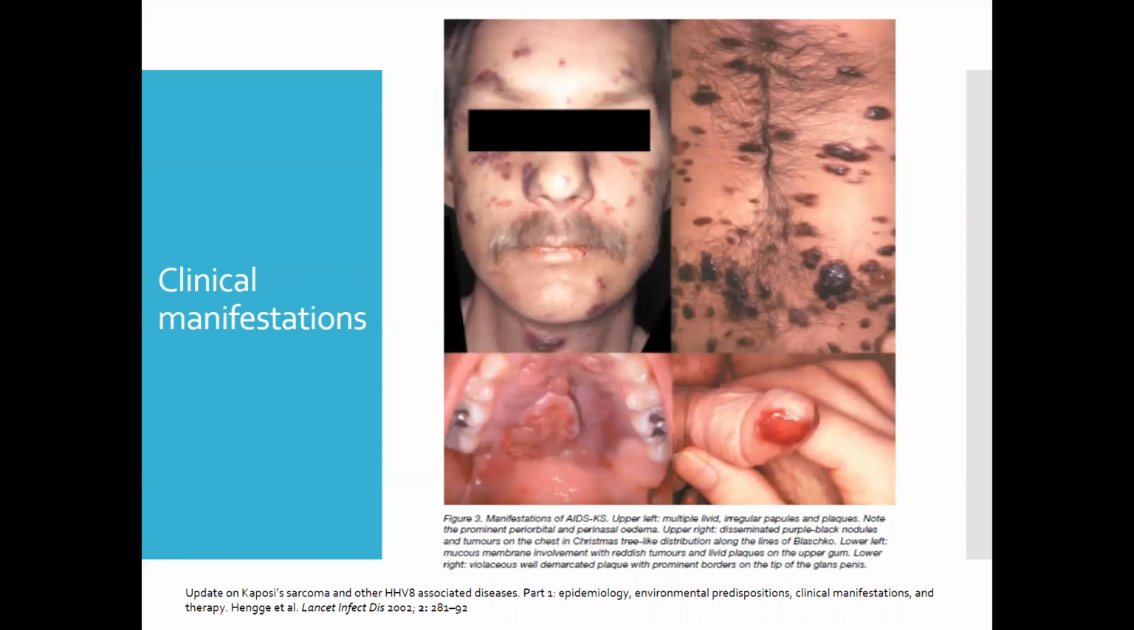So that was talking about the etiopathogenesis of Kaposi's, and now moving on to clinical manifestations. Most often, in pulmonary Kaposi's, 80 to 90% is associated with mucocutaneous manifestations. The first picture shows plaques and macules in a patient along with periorbital and perinasal edema. The second shows almost a Christmas tree-like distribution of classic Kaposi's lesions. The third shows reddish tumors in the hard palate and gum area. And the last one is a violaceous plaque seen on the glans penis. So mucocutaneous manifestations are the most common presentation of Kaposi's, and more than 85 to 90% of our patients who have pulmonary Kaposi's actually have mucocutaneous manifestations.